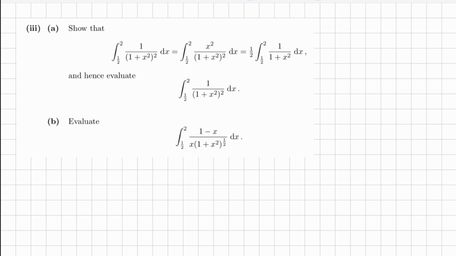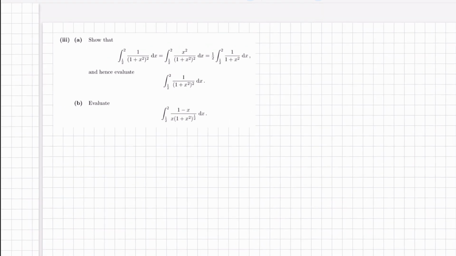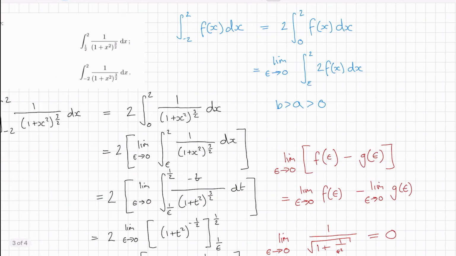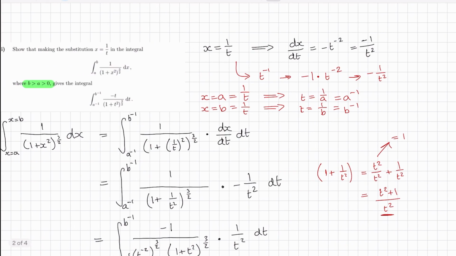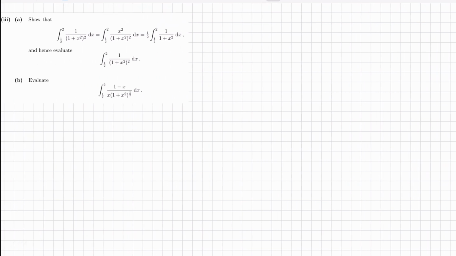So let's see if we can make any progress with this question at all. And I can assure you we will with just a bit of thought. We've got a 1 plus x squared on the bottom, all squared, and a 1 on the top. And if we go back to our original question, we had a 1 plus x squared to the 3 over 2 that time. But the form of the integral is the same.